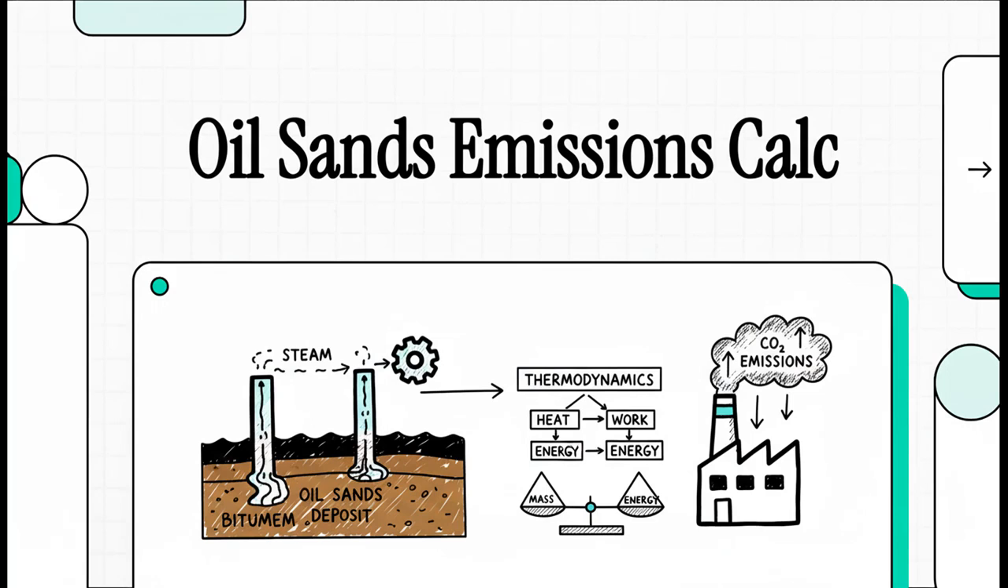You hear about the carbon footprint of oil sands all the time, right? But what does that actually mean? Today, we're going to get our hands dirty and run the numbers from the ground up. We're going to look at the fundamental physics, the thermodynamics that drive the emissions of a really common extraction method. And by the end, you'll see exactly where those numbers come from. So let's jump right in.